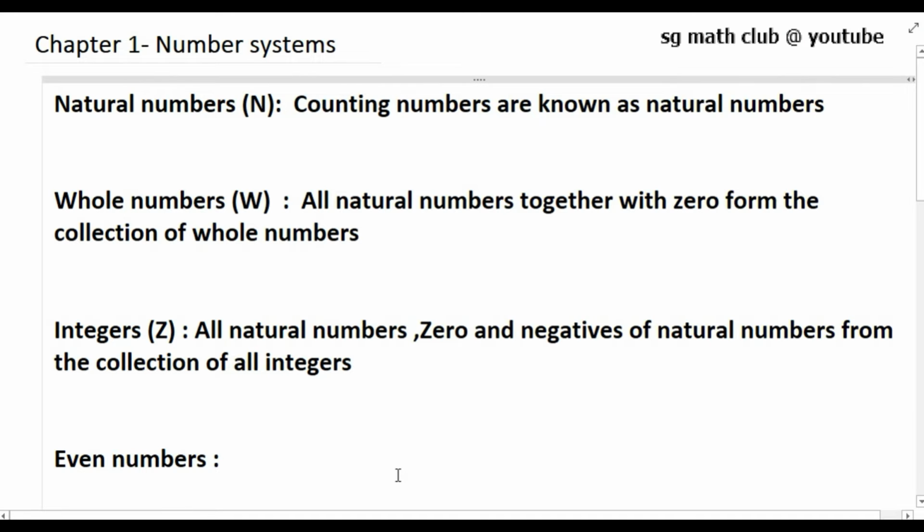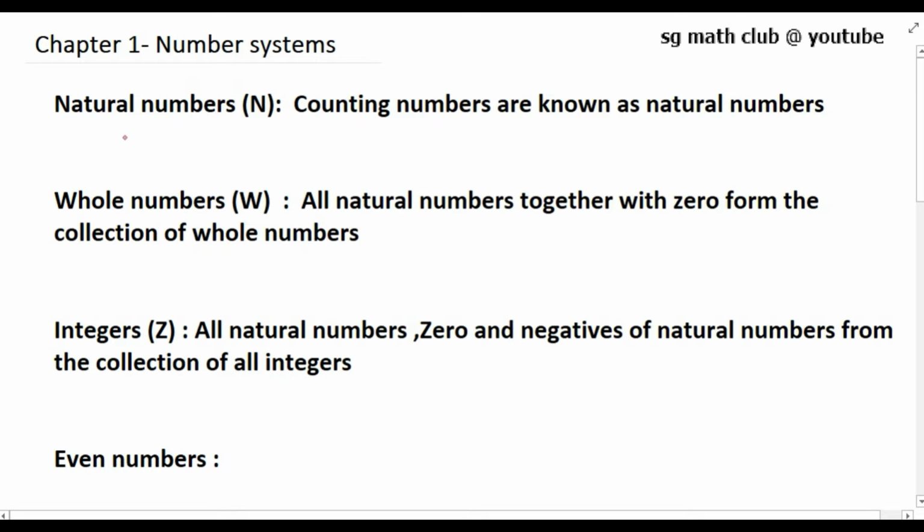You have learned about various types of numbers in your earlier classes. Let us review them and learn more about numbers. So the first one is natural numbers. Natural numbers are denoted by capital letter N. Counting numbers are known as natural numbers.